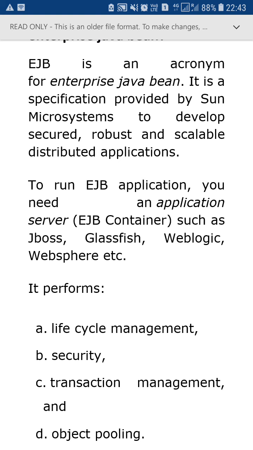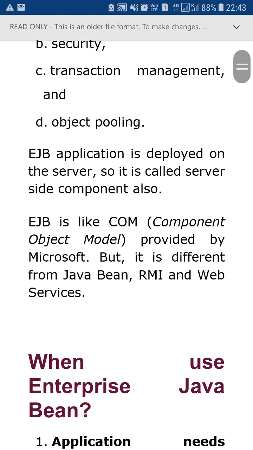So why do we need this EJB? When we use EJB, our focus is to develop secured, robust and scalable distributed applications. In the same way, it provides us security, transaction management, object pooling and lifecycle management also. And to run this EJB application, we require an application server, that is, the EJB container. There are various application servers available: JBoss, Glassfish server, WebLogic and WebSphere.